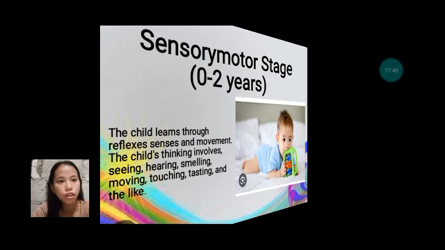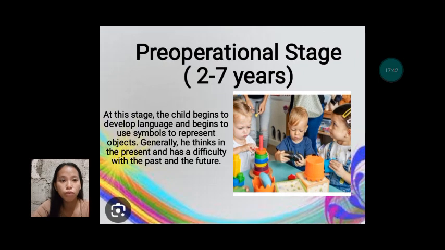The next one is the pre-operational stage, 2 to 7 years old. At this stage, the child begins to develop language and begins to use symbols to represent objects. Generally, he thinks in the present and has difficulty with the past and the future. The foundation of language development may have been laid during the previous stage.